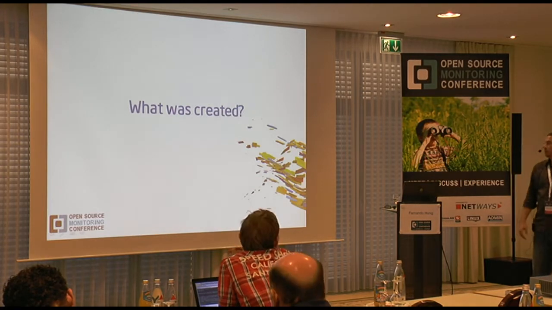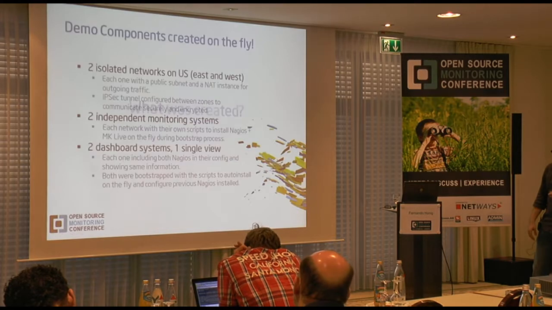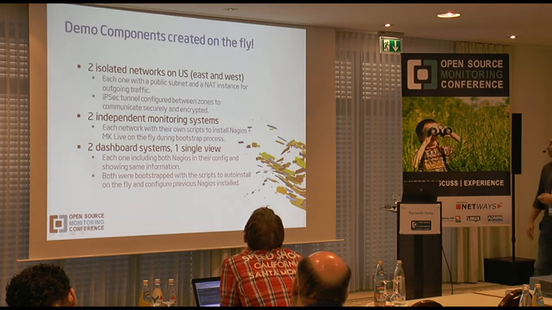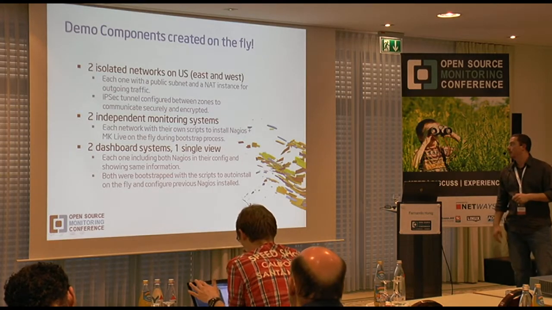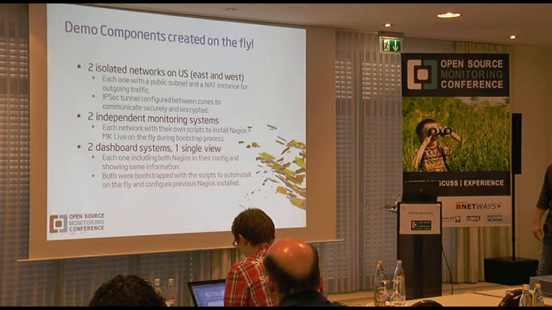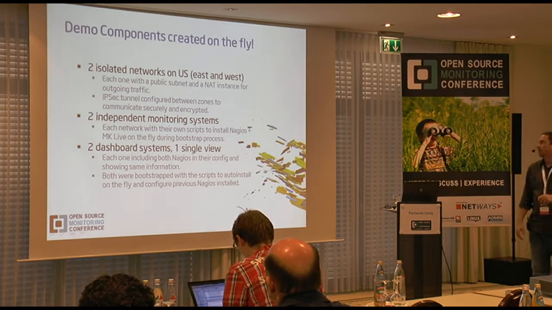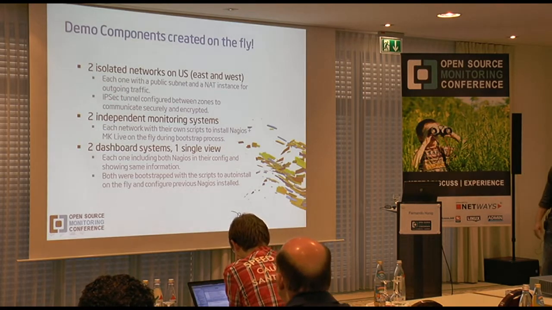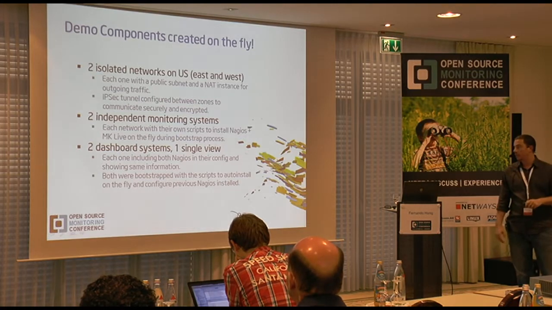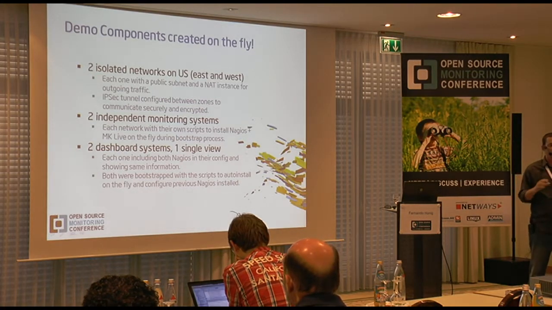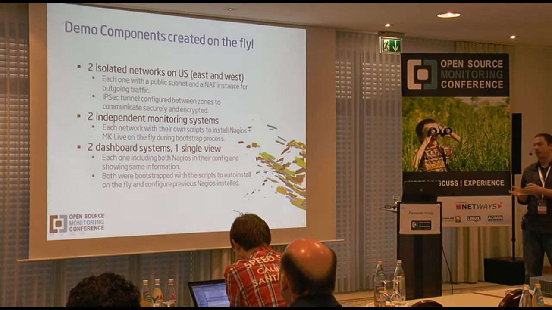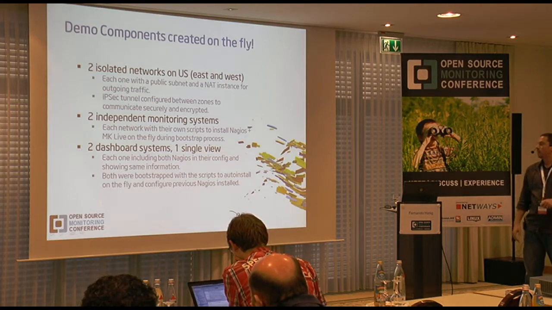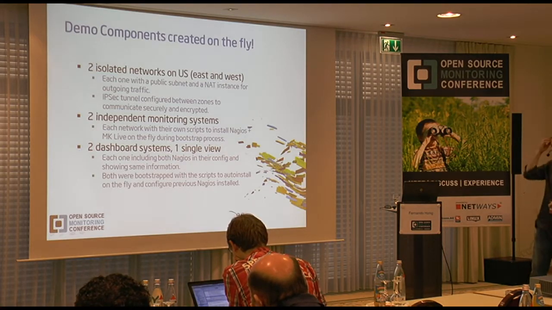With the bash script that I executed this morning, two isolated networks were created in the United States, because I chose those two regions. One in the East in Virginia and one in the West in North California. Each one with a public subnet and a NAT instance for outgoing traffic, an IPsec tunnel configured between zones to communicate securely and encrypted. Two independent monitoring systems, one Nagios on each with the MK Livestatus. And two dashboards also on the public subnet.